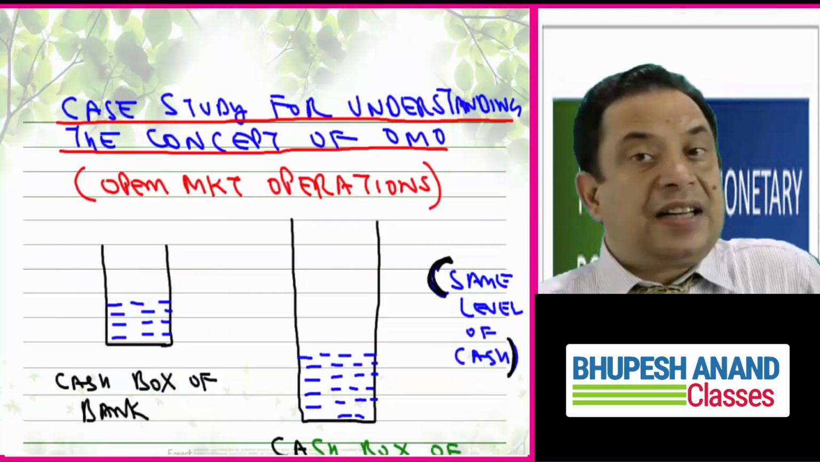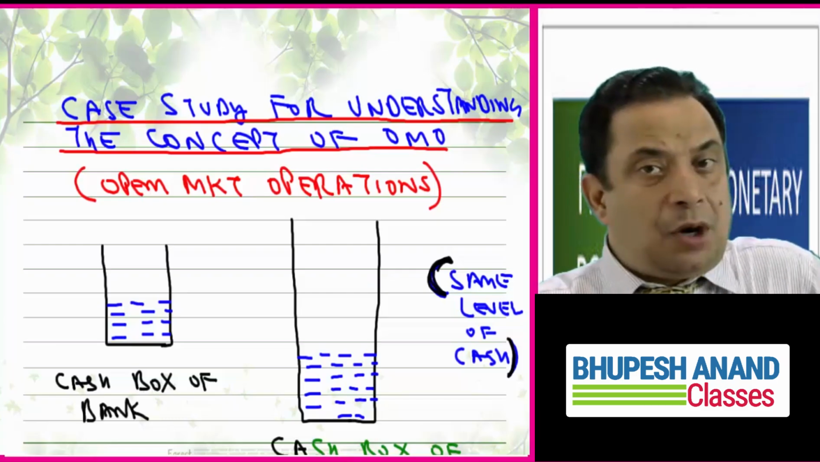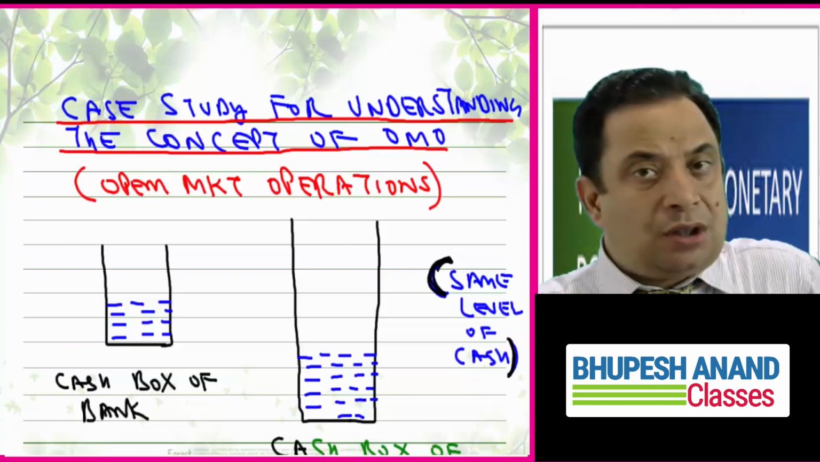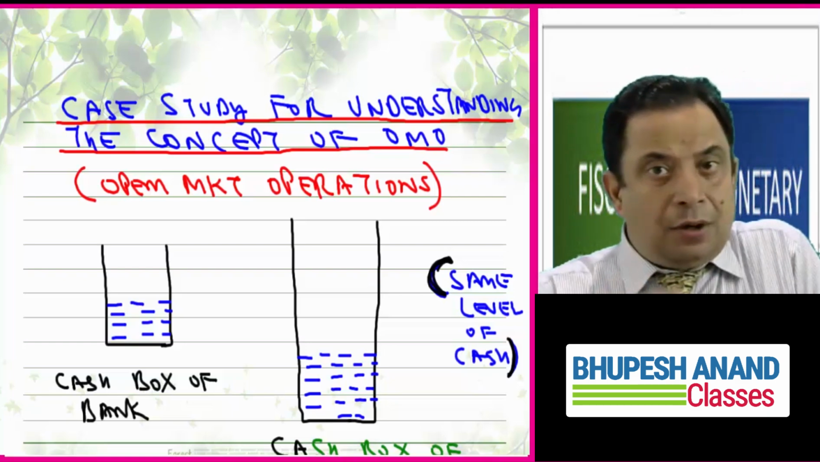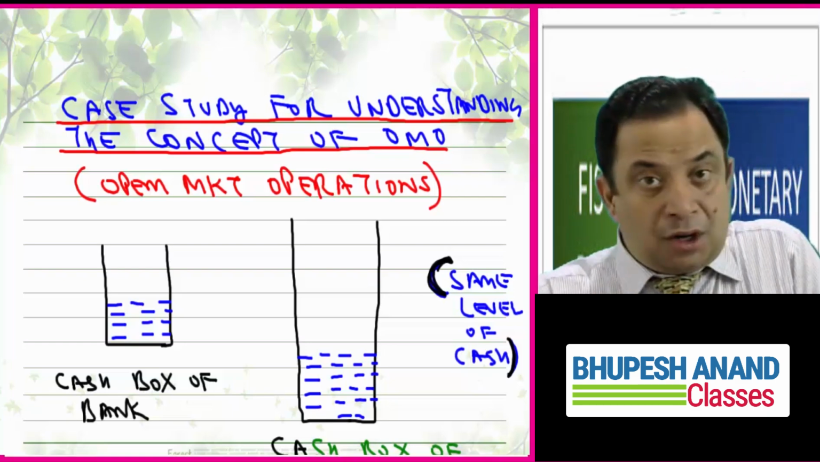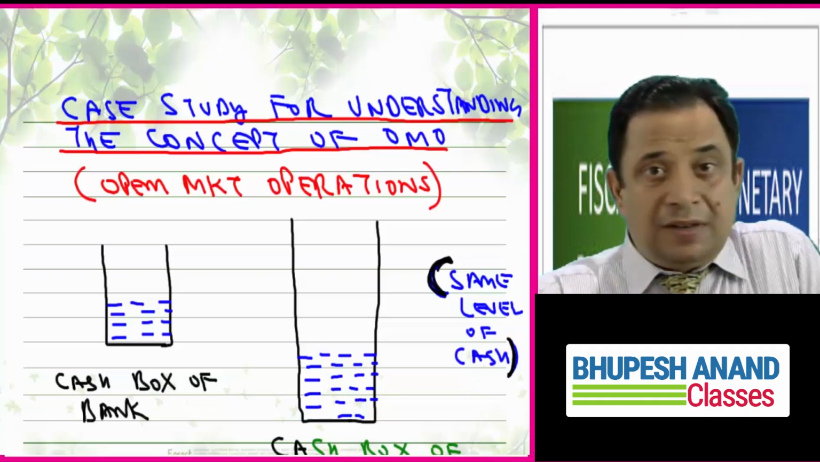Case study for understanding the concept of open market operations. So I have prepared two cash boxes. One cash box is of the commercial bank and the second cash box is of the central bank. Now, when the central bank is selling the security, the cash will go out from the pocket of the commercial bank to the pocket of the central bank, and ultimately they will have less money, as we have just discussed.